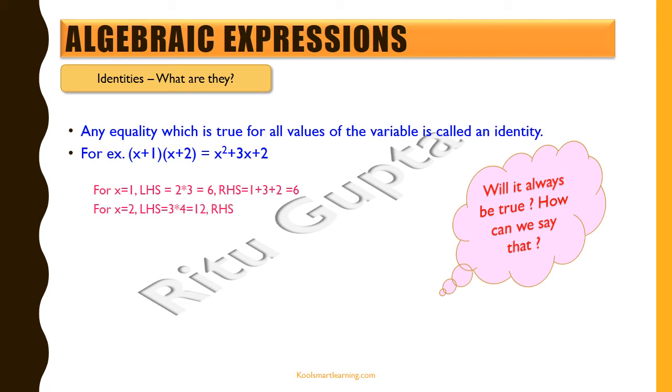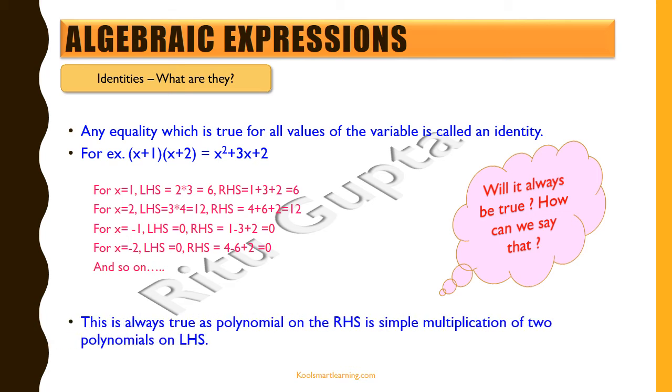For x equal to 2, the left hand side becomes 3 multiplied by 4 equal to 12, and so does the right hand side. For x equal to minus 1, the left hand side is 0 and so is the right hand side. For x equal to minus 2, again the left hand side is 0 and so is the right hand side. And we can continue with many different values of x, in fact any value that you choose to take, and we'll get the right hand side equal to the left hand side always. So that means this equality is always true for all values of variables. So this is an identity.